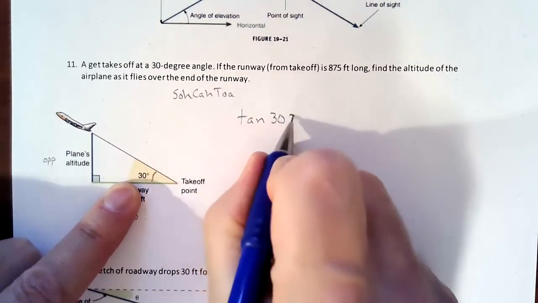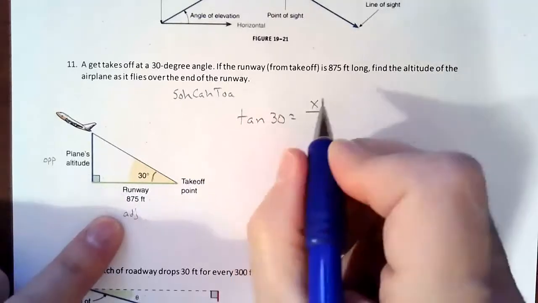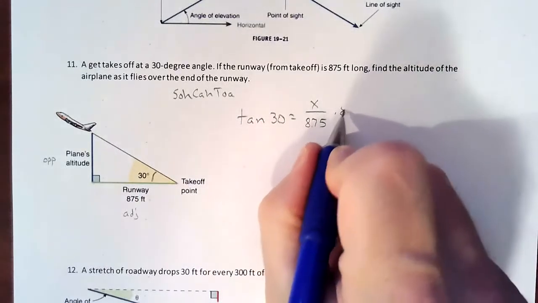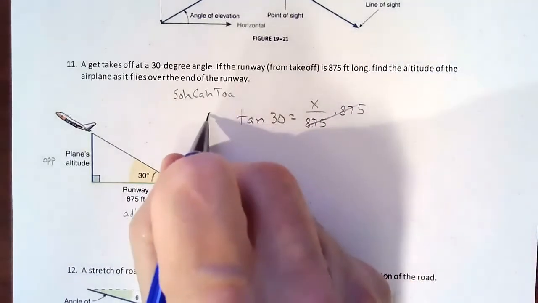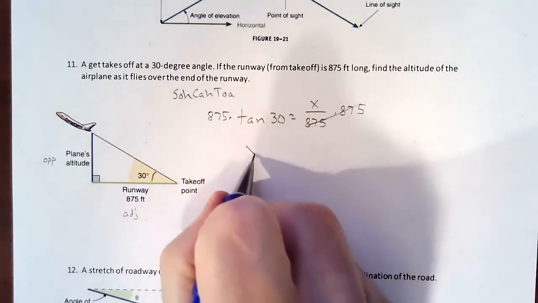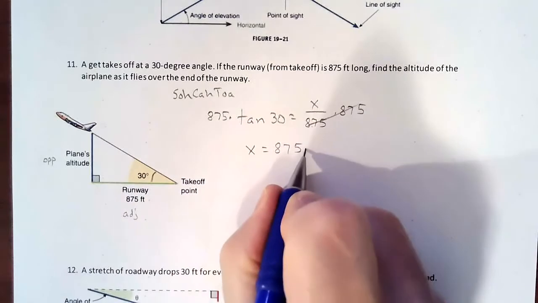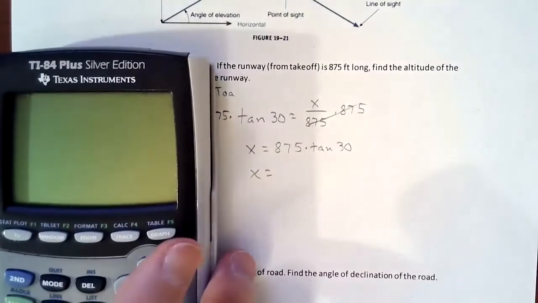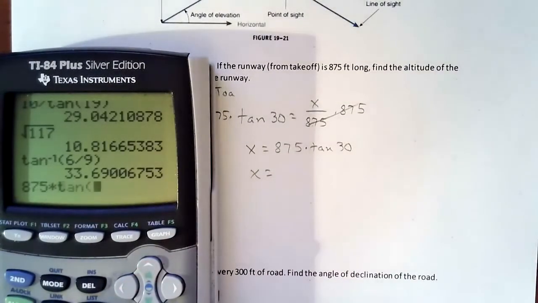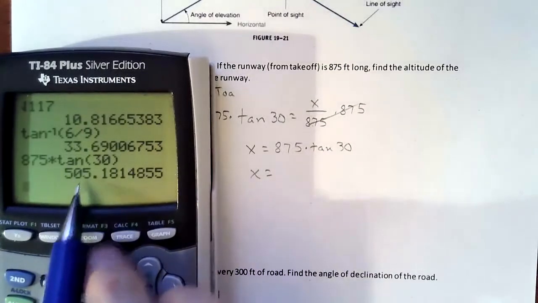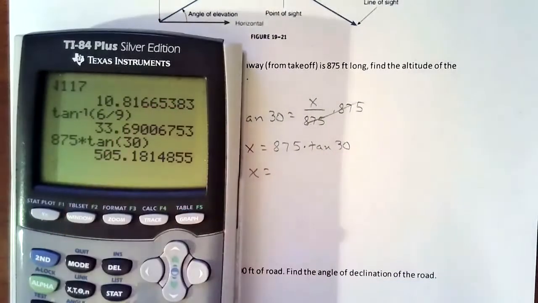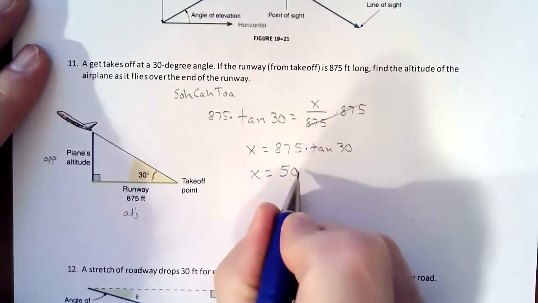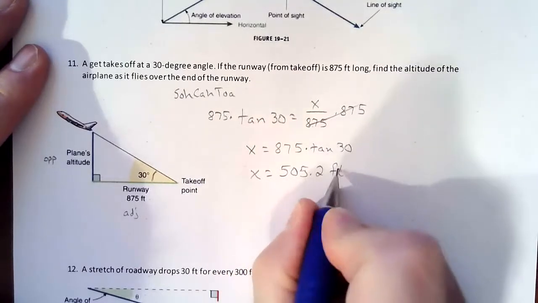So tangent of our angle is going to equal opposite, which we don't know, over the adjacent, which is 875 feet. To solve this, we are going to multiply both sides by 875 to clear up the fraction. So our x is going to equal 875 times tangent of 30. Plug that in the calculator: 875 times tangent of 30 gets us 505. It doesn't say, so we'll just call it 505 feet, or maybe 505.2 feet.